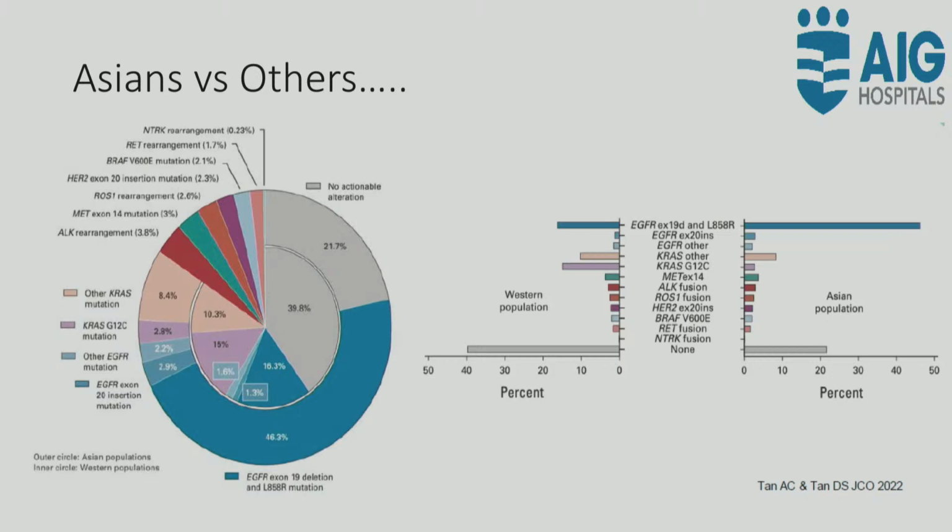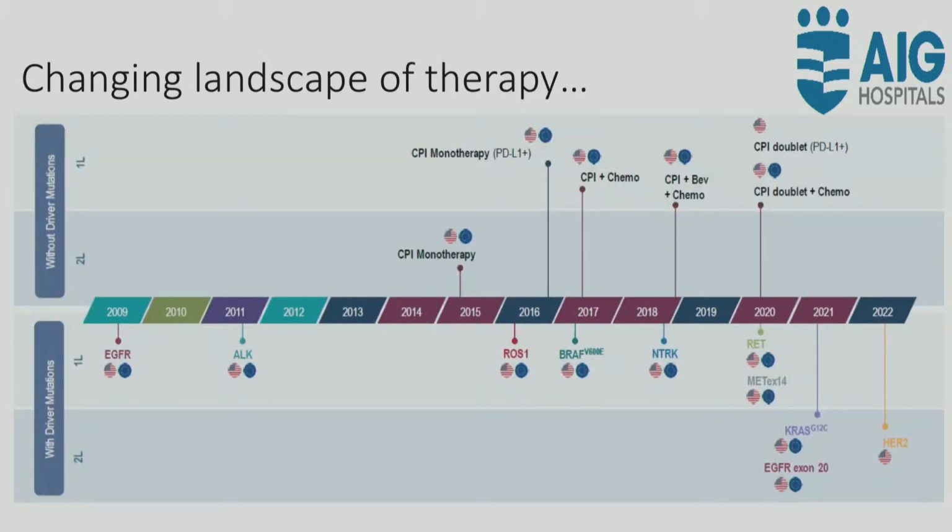So being Asians, East Asians, and non-smokers, that should actually trigger our minds whenever we are dealing with these patients, that there might be a possibility that these patients will be harboring some of these actionable mutations. Now, this is a changing landscape of therapy.